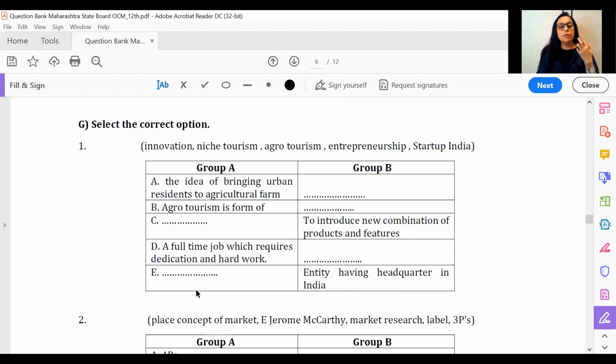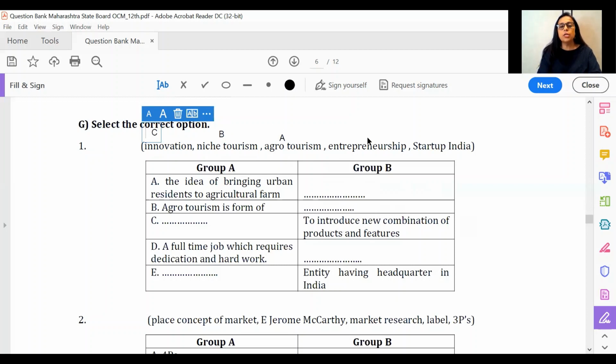All right, so this is what we have under the practice questions. Complete the sentences. The board has given us more options for choice. If you see here, the idea for bringing urban residents to agricultural farms is nothing but agrotourism. So we see here that the answer for this would be agrotourism is a form of niche tourism. Something which is really very exclusive. The C option, to introduce new combination. Clearly, new combination is nothing but innovation.